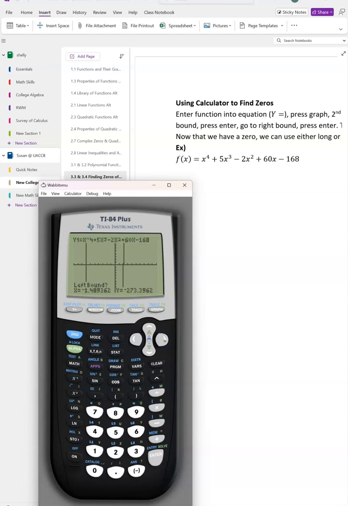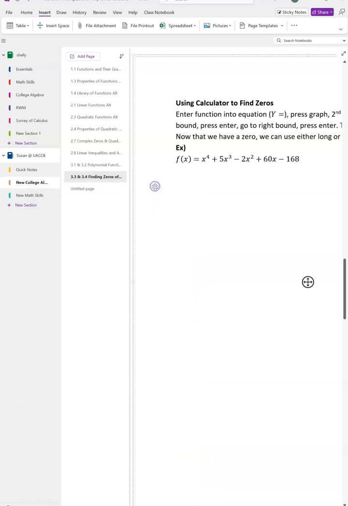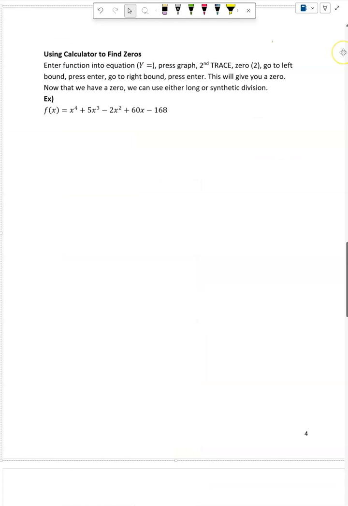And it looks like we're close to +2, so. And we want to go left bound, so it's below it, so I'm going to leave it there. And then I'm just going to go above it there. So, and it is 2. So we see that -7 and 2 are 2 of our zeros. So I'm going to go ahead and put that down. So x equals -7 and 2.